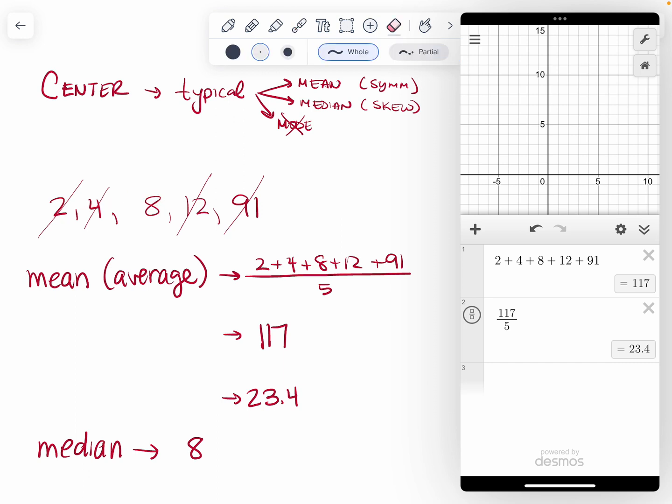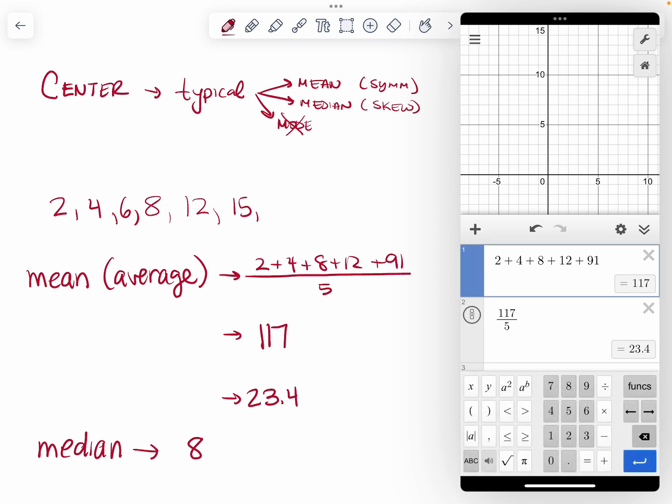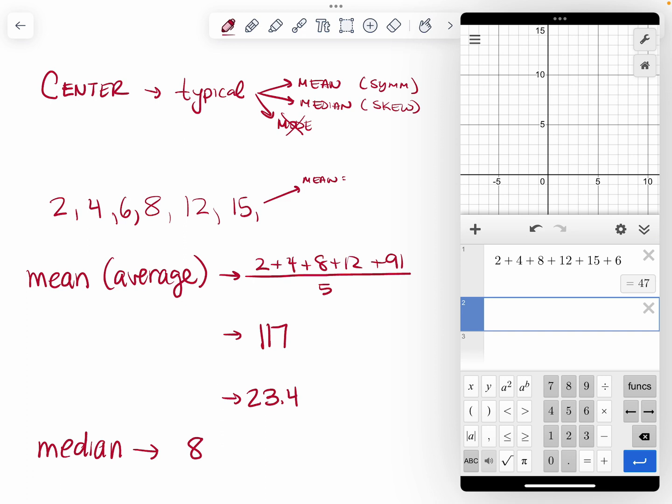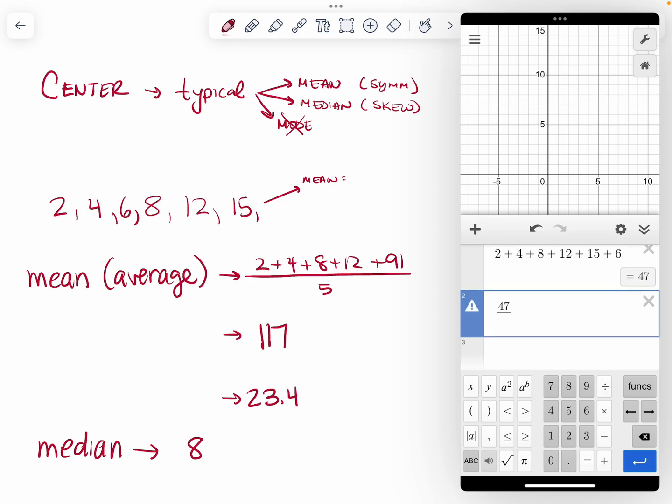So what would more symmetric data look like? Well, let's make that more of like a 15, and let's throw a 6 in there. So 2, 4, let's take that 91 out, add a 15, and add a 6. That's 1, 2, 3, 4, 5, 6 numbers. So the mean of that data is 47 divided by 6, since we added up all the numbers and there are six of them. So the average is 7.8. Now let's find the median, the middle.